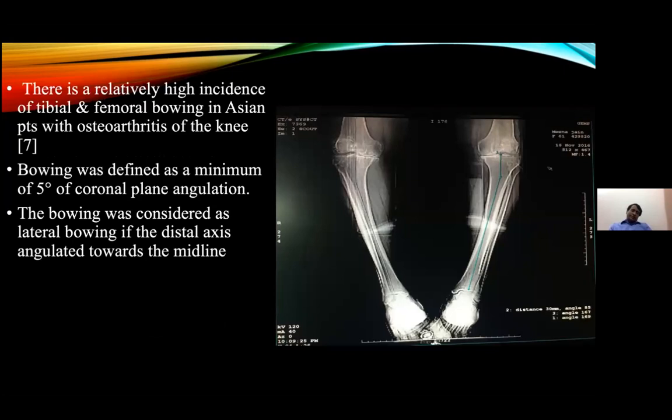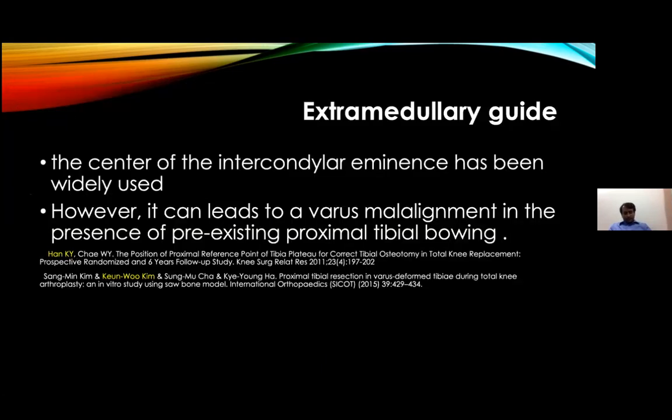The tibial bowing is defined as anything which is more than 5 degrees. I consider it as bowing, which is a milder degree. The bowing is nothing but the lateral bowing of the distal axis angulated towards the midline. So the extramedullary guide is the ideal method to use for the tibia, but hardly few people are using the intramedullary technique. But if you use the intramedullary technique, there are problems with this technique. I'll just show you.